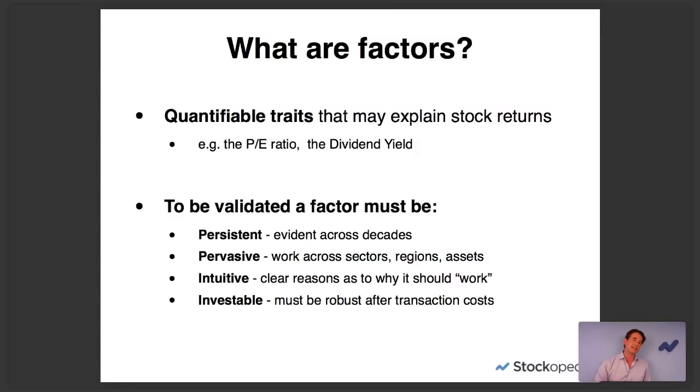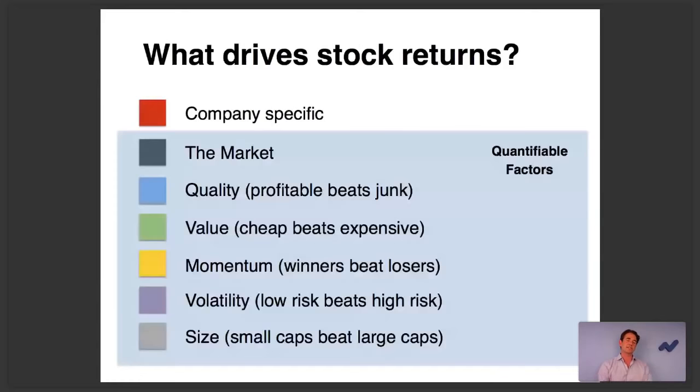There are many factors that have been found by academic researchers, but as soon as they publish a paper, the factor disappears. Why? Because institutional investors or hedge funds will go and basically arbitrage it away. So the factors we're talking about today are really the most persistent and pervasive factors there are in the market, because they haven't disappeared.